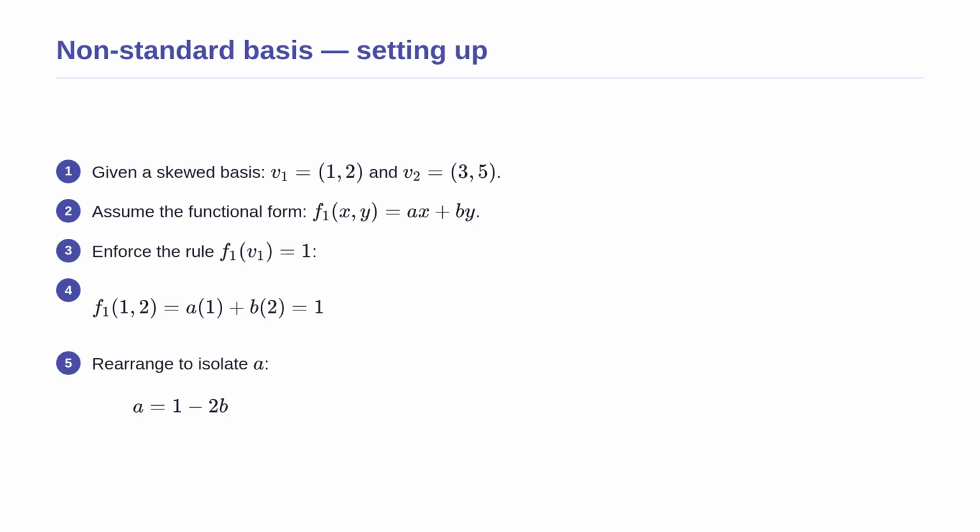Now that we have solved a simple case, let us tackle a slightly harder, more realistic problem. Suppose we are using a skewed, non-standard basis with vectors (1, 2) and (3, 5). Extracting coordinates here is normally difficult. We use the exact same strategy, assuming f1 equals ax plus by. We enforce the rule that f1 acting on v1 must equal 1. This gives us an equation with two unknowns. We rearrange it to isolate a, giving us a equals 1 minus 2b. We will hold on to this relationship for the next step.